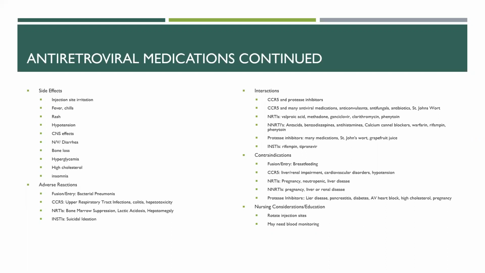Contraindications of our fusion and entries would be breastfeeding. Our CCR5s would be liver and renal impairment, cardiovascular disorders, and hypotension. Our NRTIs would be pregnancy, neutropenia, so anyone that has low white blood cells, and liver disease. Our NNRTIs would be pregnancy, liver or renal disease. And then our protease inhibitors should not be given in anyone with liver disease, pancreatitis, diabetes, AV heart block, high cholesterol, or pregnancy.